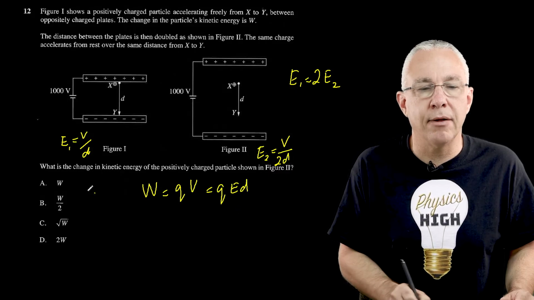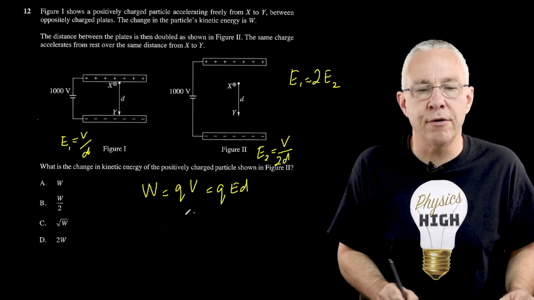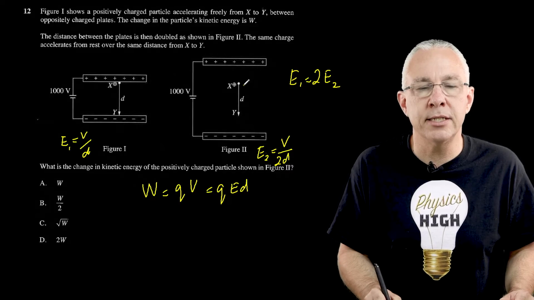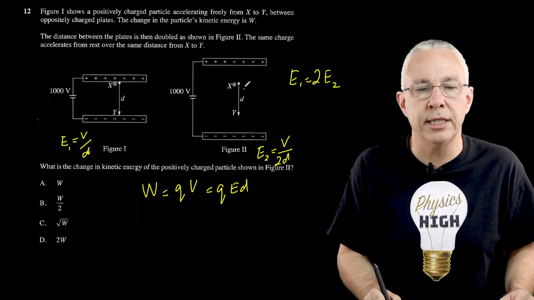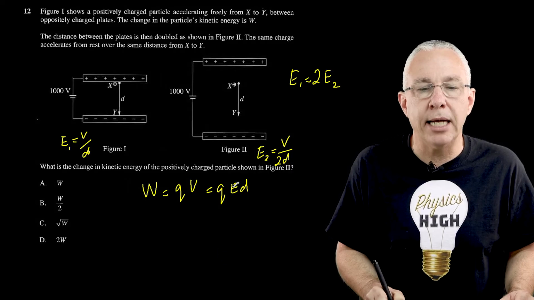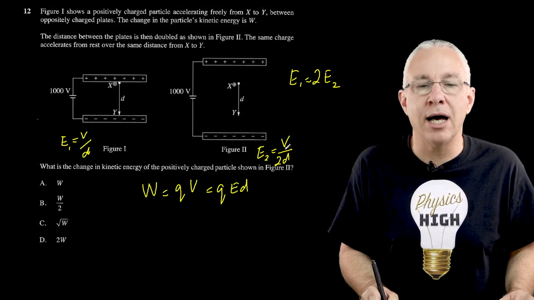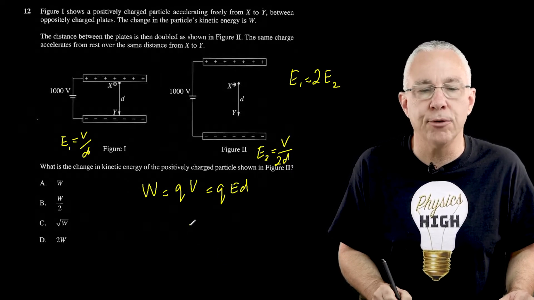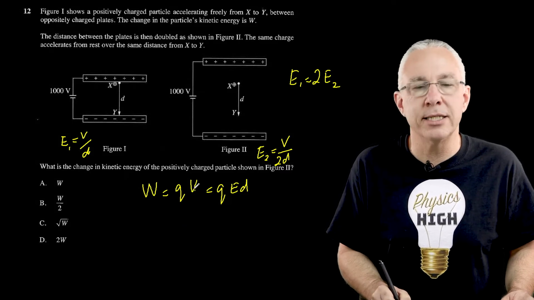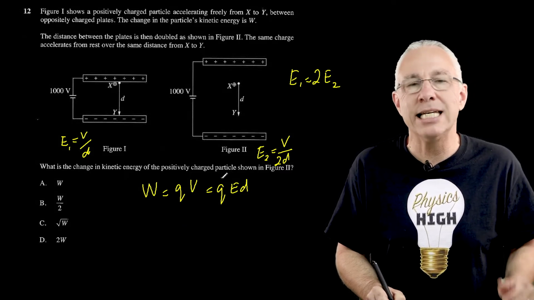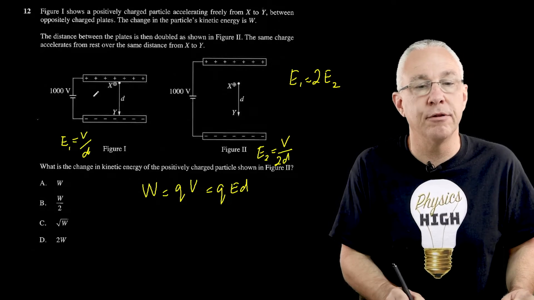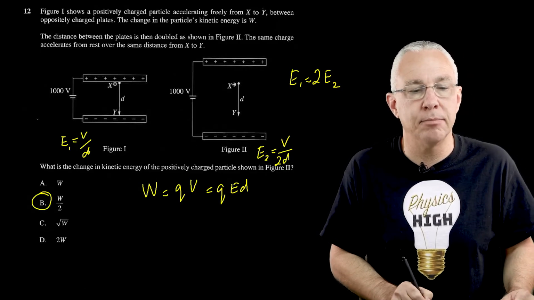QED. Now, that's fine for this one, but for our second situation, the distance is just this short distance here, which is still D, and our E, of course, is now a half of what we had before. And so therefore the work done in the second scenario, or figure 2, is half that of the first scenario. So our answer is B.